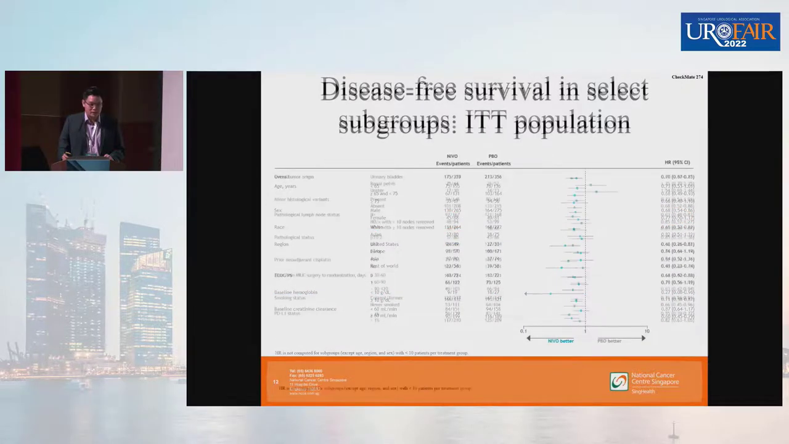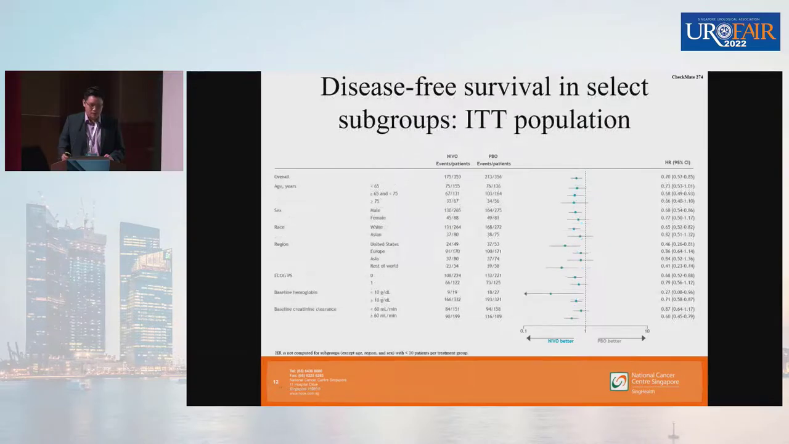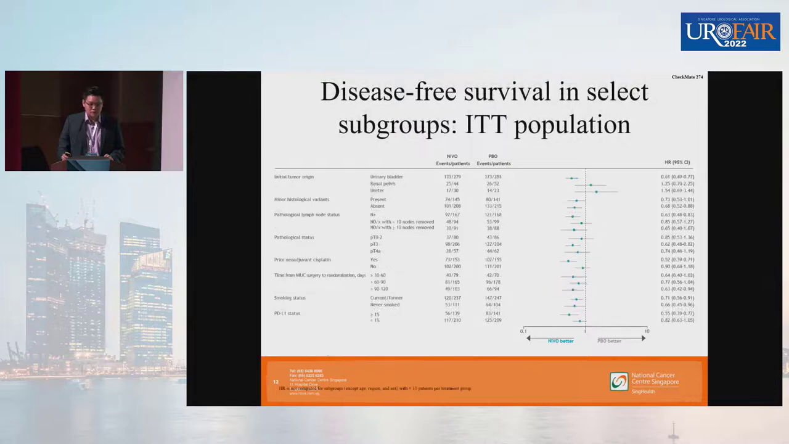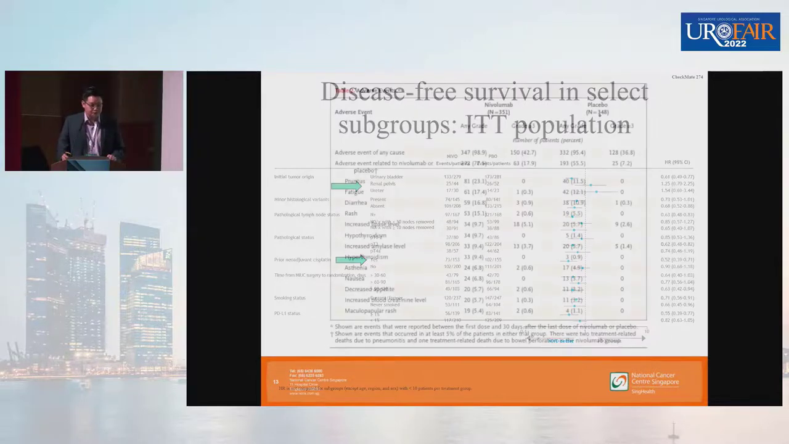In terms of the subgroup analysis, the majority of the patients showed benefit, except for patients with upper tract tumors, although these are, again, small numbers, and the study was not powered to look at the difference between bladder and upper tract. There was benefit in patients who had neoadjuvant chemotherapy, but it showed more benefit in patients with neoadjuvant chemotherapy compared to people who had just cystectomy upfront.